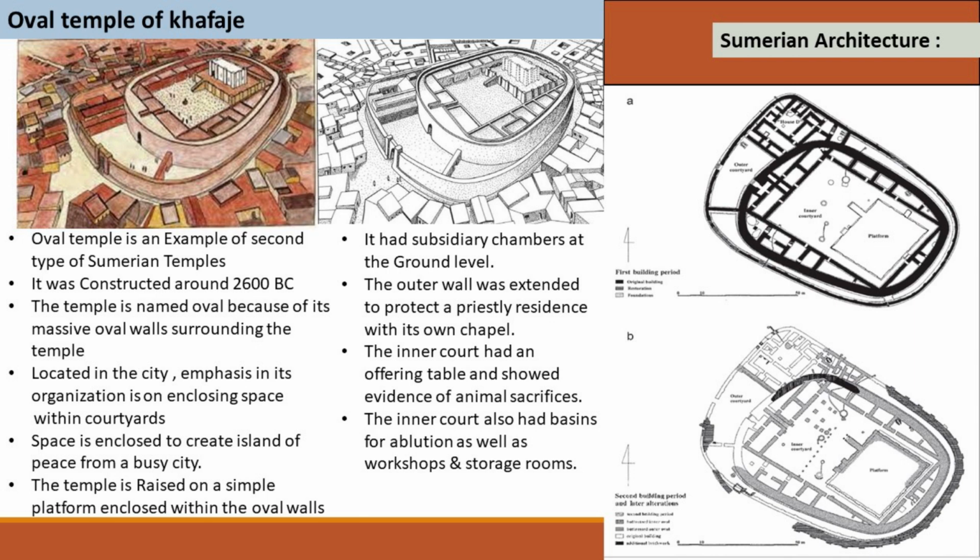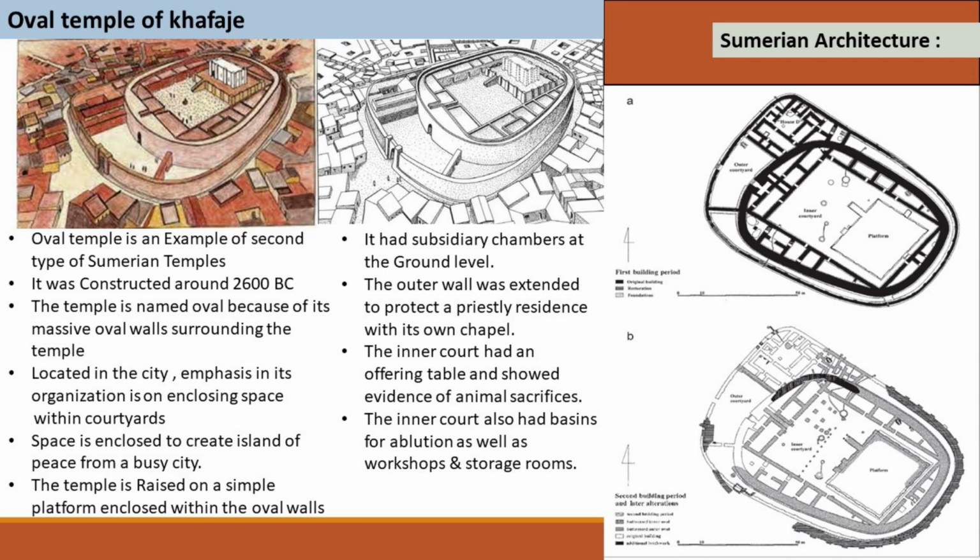Now, the second type of temple of Sumerian architecture is the Oval Temple of Khafajah. The Oval Temple is an example of the second type of Sumerian temples. It was constructed around 2600 BC. The temple is named oval because of its massive oval walls surrounding the temple. Located in the city, the emphasis in its organization is on enclosing space within courtyards. Space is enclosed to create an island of peace from a busy city.